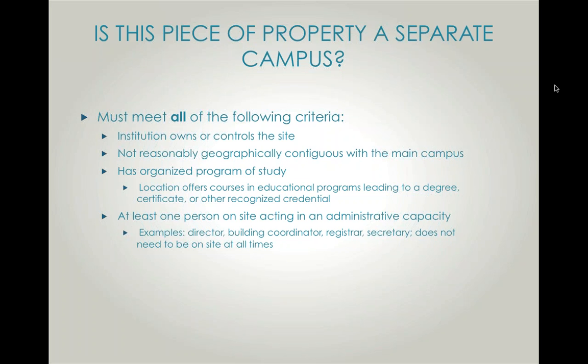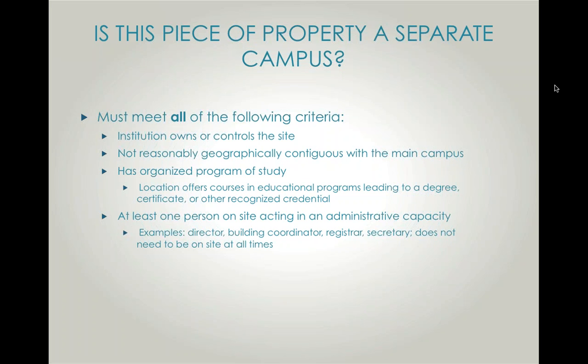So an example would be a branch campus. A branch campus is always going to be a separate campus because it's geographically apart, it's independent, it's permanent, it offers those courses that are leading to a degree or the credential, it has faculty, administration, or supervisory organization, and has its own budgetary and hiring authority. So a branch campus is a really good example of a separate campus because those locations are always going to be separate.